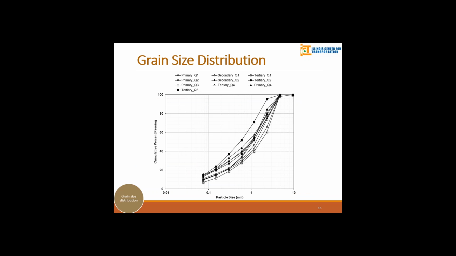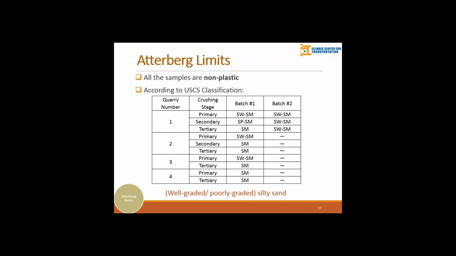And then we also did grain size distribution for all the quarry byproducts. Except for the tertiary from Quarry 4, for all the other samples, the maximum size is 4.75 millimeter. And the particles that are below the number 200 size are usually in a range between 7 to 15%. And all the samples, following the ASTM standard, are found to be non-plastic.